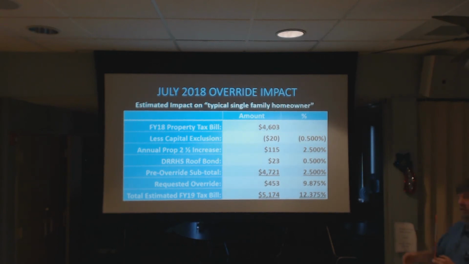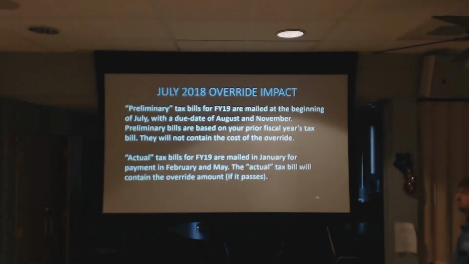You should have just gotten a tax bill in the mail, and that's based upon last year's tax bill. You can take a look at that and say, okay, if it's $5,000, add roughly 12.3% to it, and that's about what I would expect to pay this year.